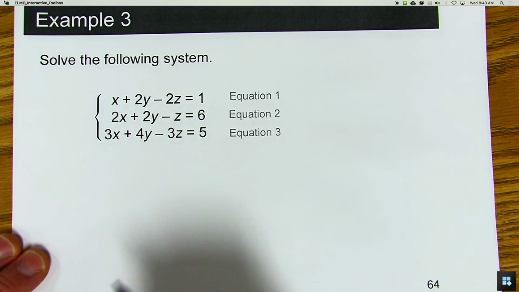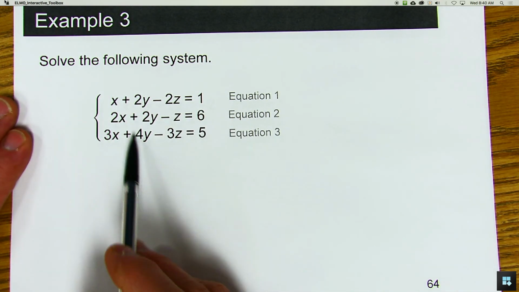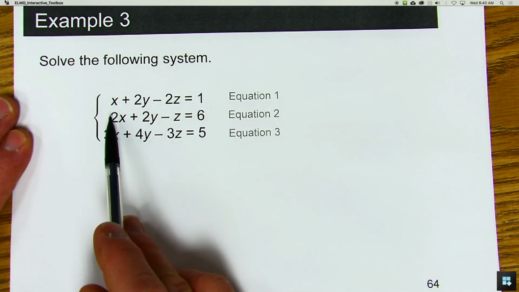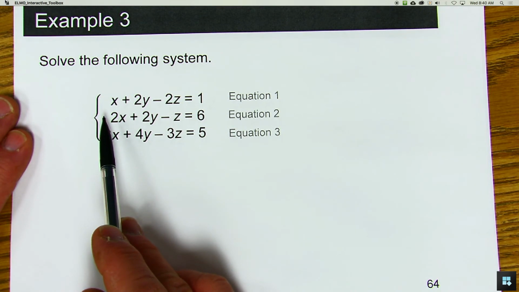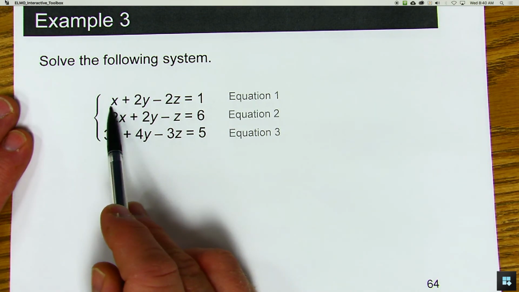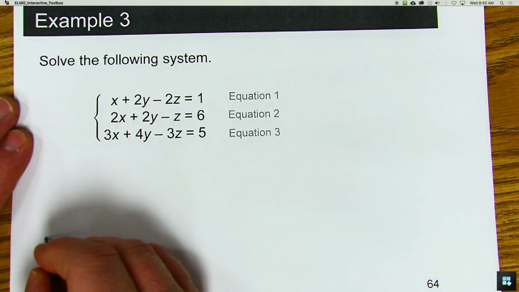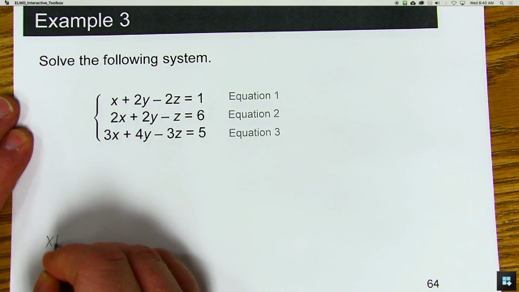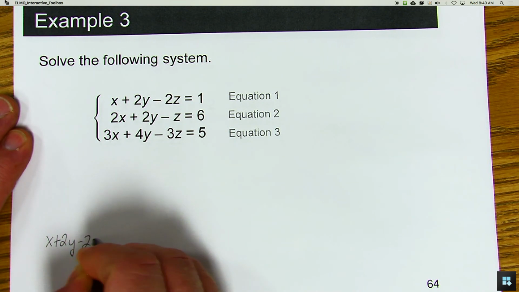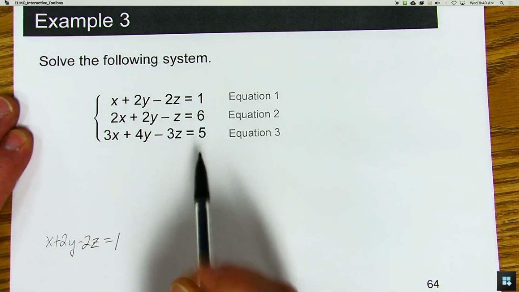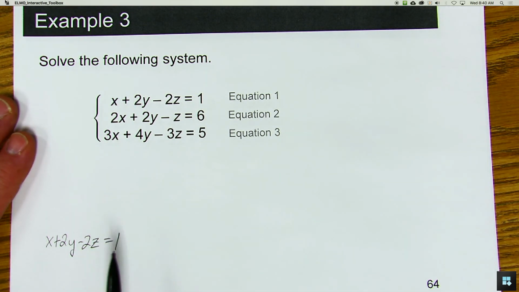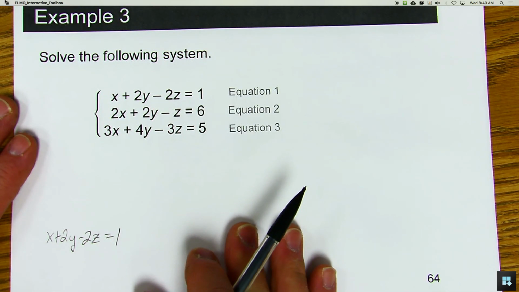The first step is to eliminate our x out of one of the equations. Equation one is already set up to have a 1x, so it should just stay as our first equation always. I'm just going to write that right down here, because it's not going to ever be replaced with anything. It's just going to be that equation right there.